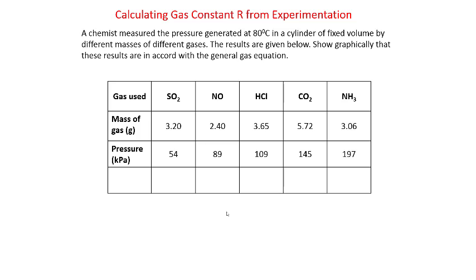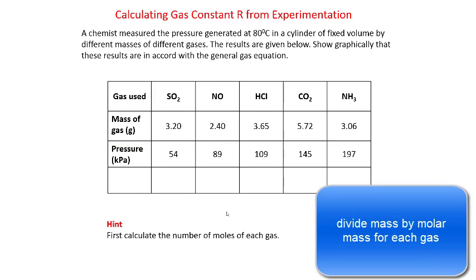A chemist measured the pressure generated at 80 degrees Celsius in a cylinder of fixed volume by different masses of different gases. The results are given below. Show graphically that these results are in accord with the general gas equation. A hint here is that masses of gases cannot be used. We must first of all convert the mass of gas into moles.